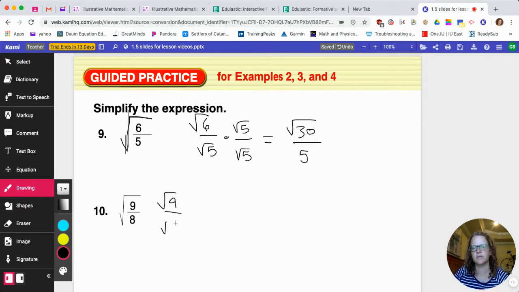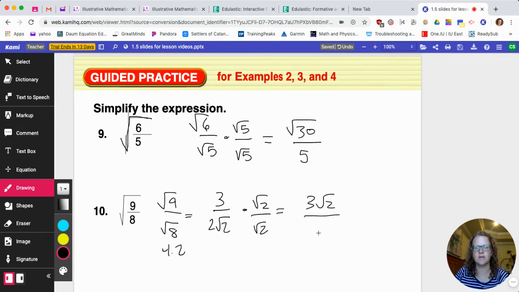Square root 9 over square root 8. I can actually simplify this first if you think about it. 8 is the same as 4 times 2. So I can actually just multiply this by root 2 over root 2. There's a gnat in my room. That gives me 3 root 2 over 2 root 4. Trying to get my coffee. Which is the same as 3 root 2 over 2 times 2 is 4.